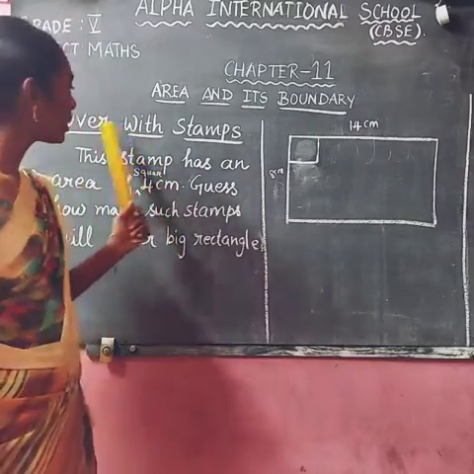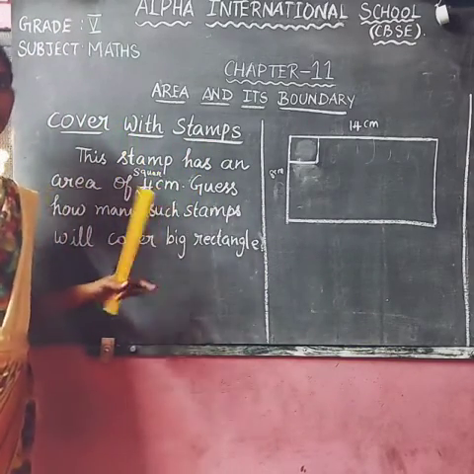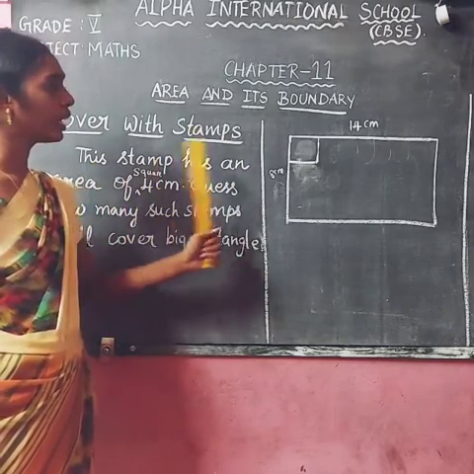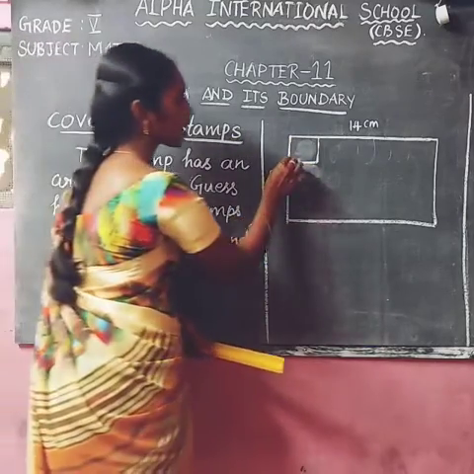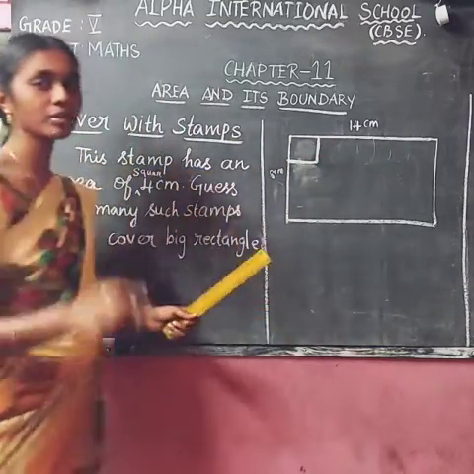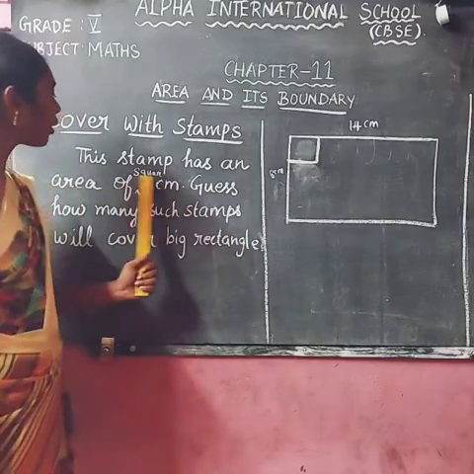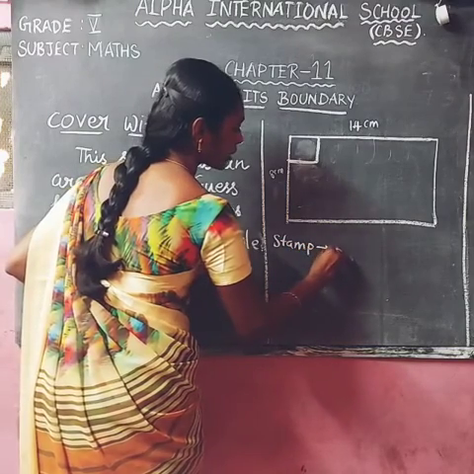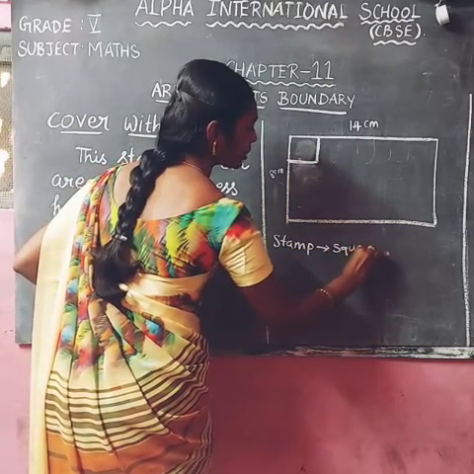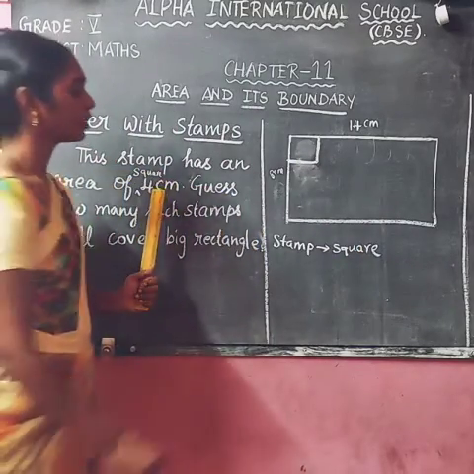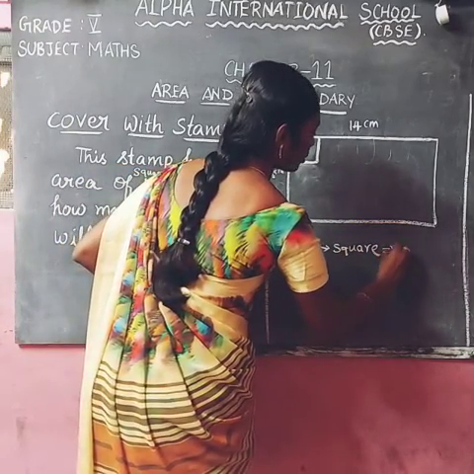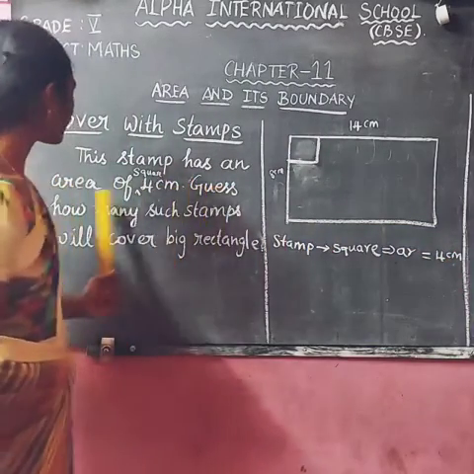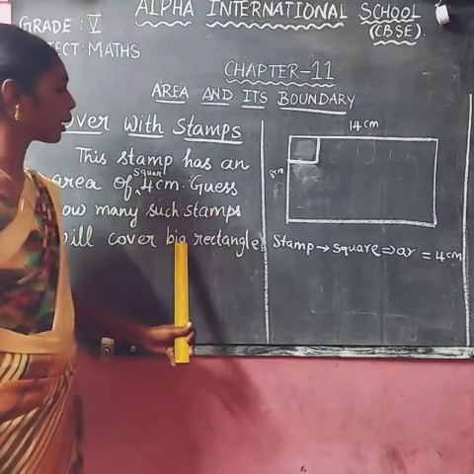See the next topic, cover with stamps. This is the topic of the given statement sum. See here. This stamp has an area of 4 square centimeter. Here they are given one stamp. This stamp's area is given. They are not given the side. The stamp is in square shape. What is the shape of the stamp? Square. So its area is equal to 4 square centimeter. They ask us to guess how many such stamps will cover a big rectangle.